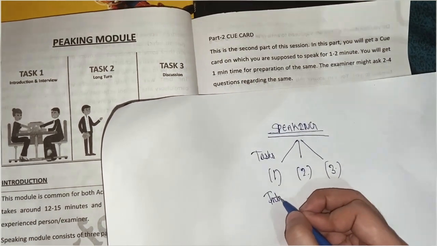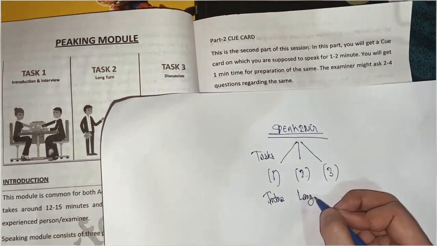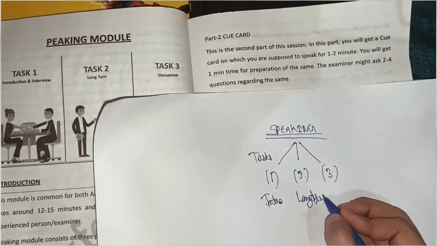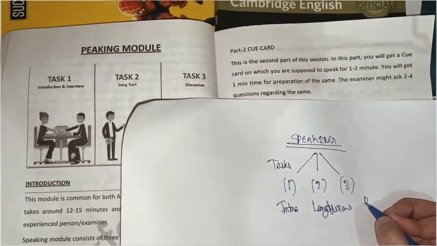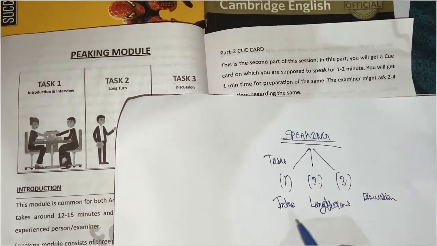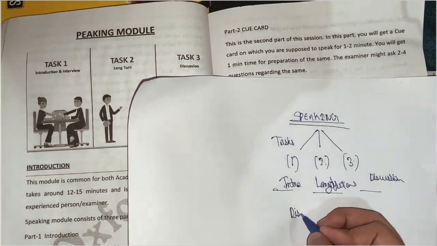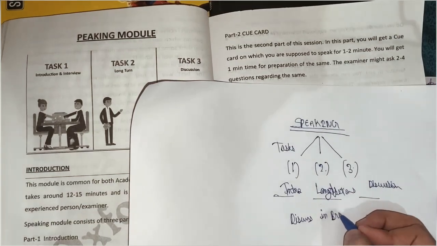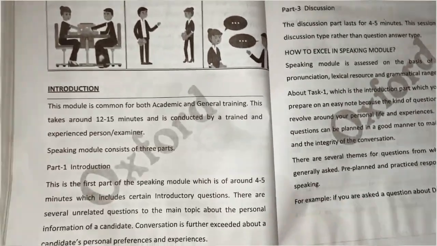As you all know, the first part is the introduction part, which is very easy, and the next part is the long turn, which is very difficult, and then the next part is the discussion part, which is a little bit more difficult, though not so much. These three sections are the main module of the IELTS speaking part, in which you are going to be judged for your IELTS bands, and these are the most crucial parts of the IELTS exam. So let's discuss all the parts in detail.